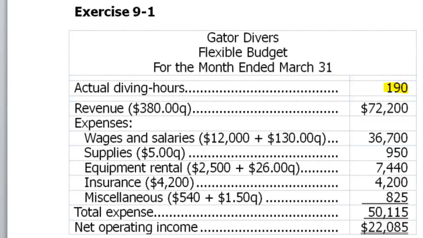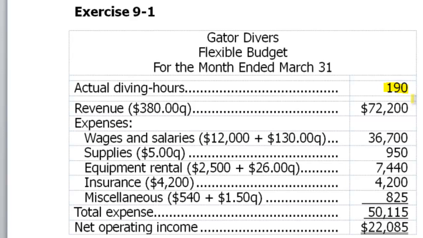It's kind of hard to compare our actual results to a planning budget when the activity levels are different. It's kind of like comparing apples to oranges. So what we do with our flexible budget is we say, okay, if the actual diving hours were 190, what would our planning budget have been based upon the same formulas, but now multiplying times the actual activity level of 190? So when you look at revenue, we know in the planning budget that revenue is $380 per diving hour.